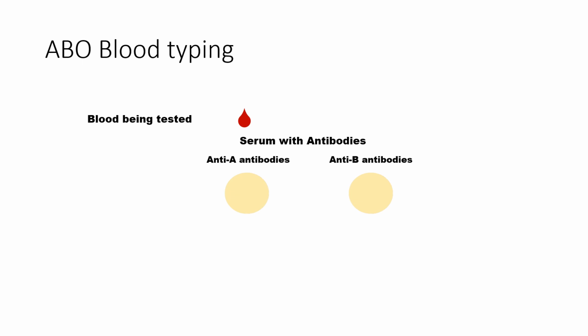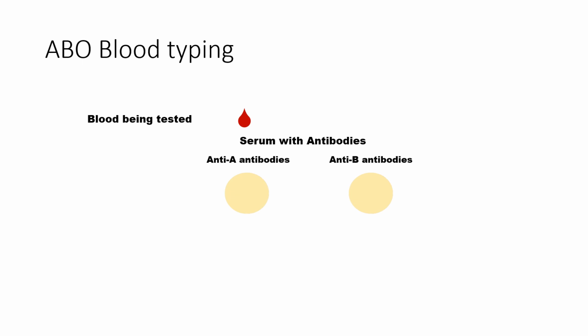So if we get an agglutination reaction when we drop blood into the container that has the anti-A antibodies, that lets us know that we have antigen A on our blood. If we put a drop of blood into the container that has the anti-B antibodies, that tells us that our blood has antigen B on it.